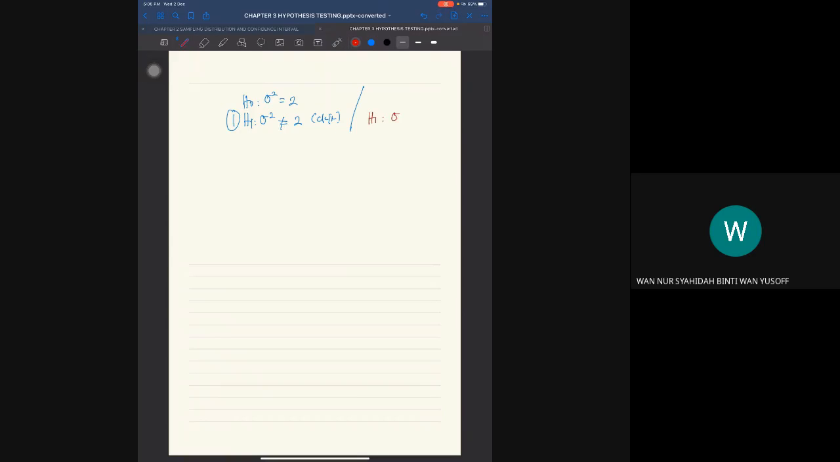Can we write this one? Is it correct if you write this hypothesis? Betul tak? This one, correct or not?